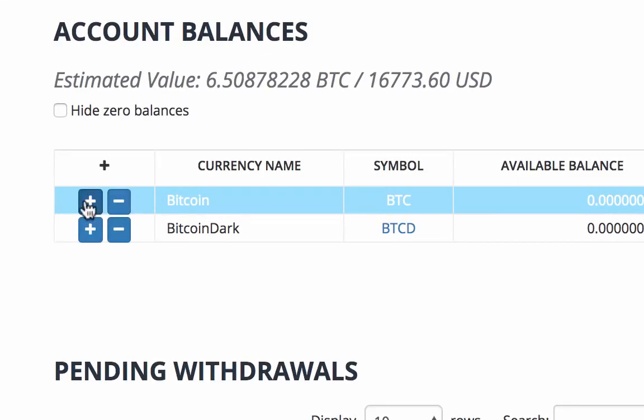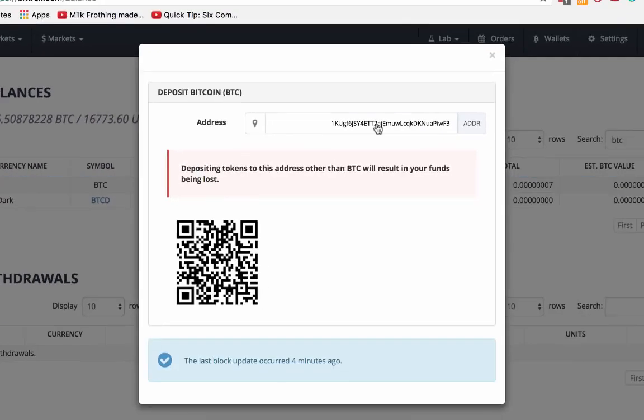Now the plus and the minus on the left-hand side mean two things. The plus is to deposit Bitcoin, and the minus is to withdraw Bitcoin. And in this case, we want to deposit Bitcoin. So we click on the plus. This is the address we need to deposit the Bitcoin into. So go ahead and copy that and go to your favorite token storage, whether you have a Ledger Nano S or some other account, and deposit Bitcoin into this address.